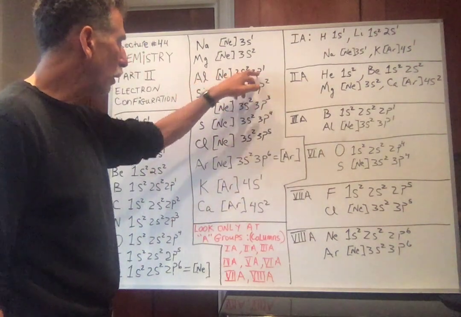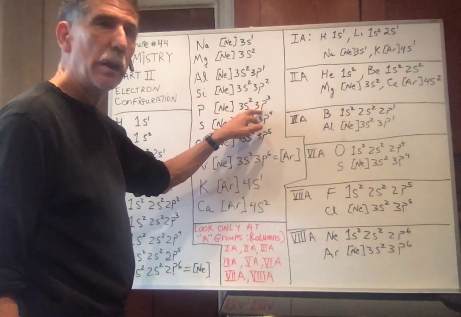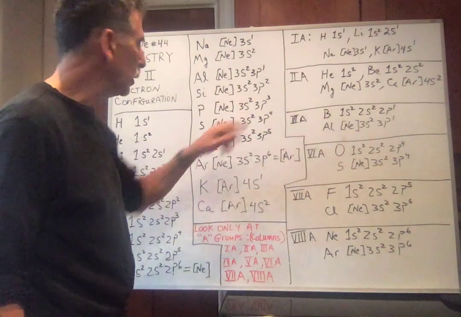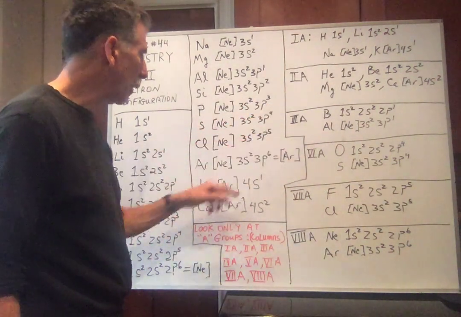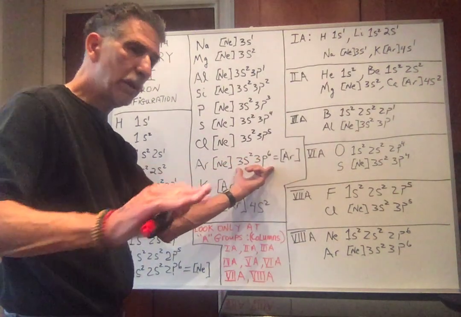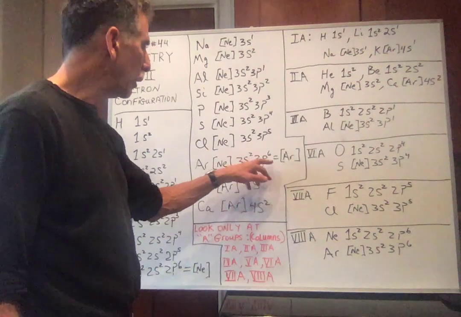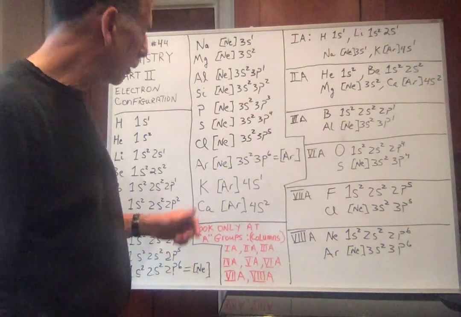So aluminum has 1 electron, silicon has 2 electrons, phosphorus has 3 electrons in the third floor, the proctology or P shell. Sulfur has 4 electrons, chlorine has 5, argon has 6. So that's it for the third floor. We filled it. So I'm going to call this Ar. Okay, and then we just have one or two more, right?